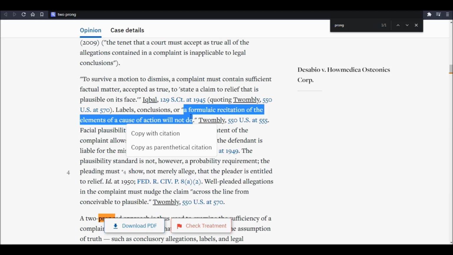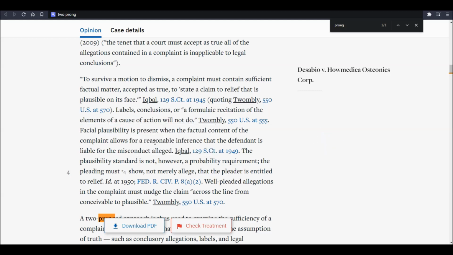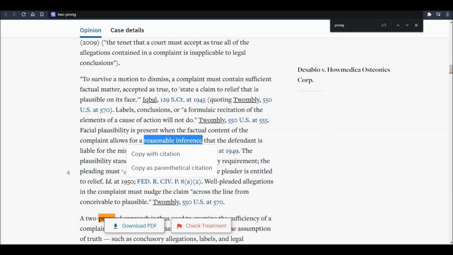My rights have been violated. The reasonable inference is how and why it occurred. Why does what you're saying apply as a violation of right? Why are you entitled to redress and grievance according to the First Amendment? That is a reasonable inference. You have to show the context.